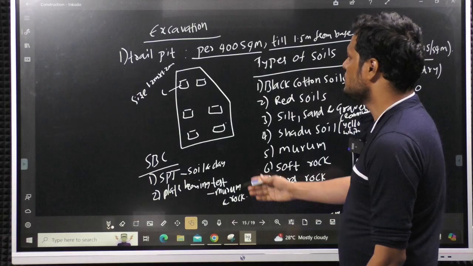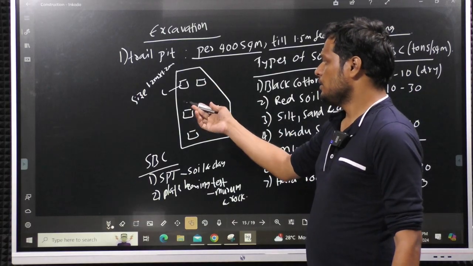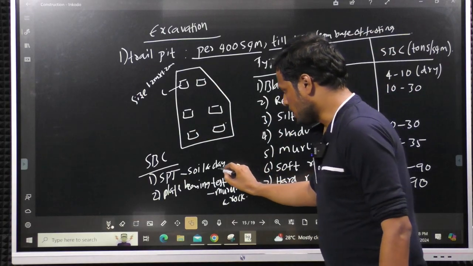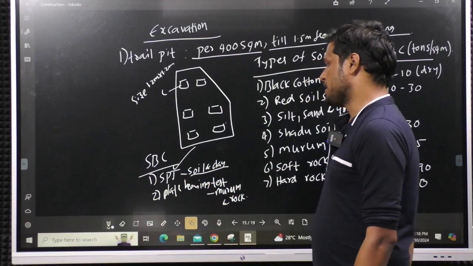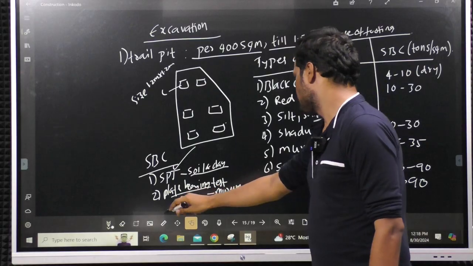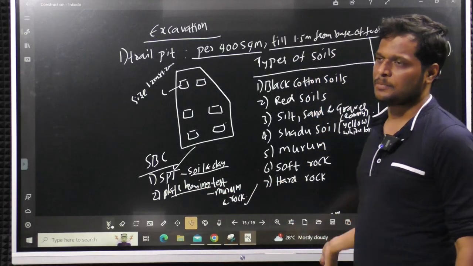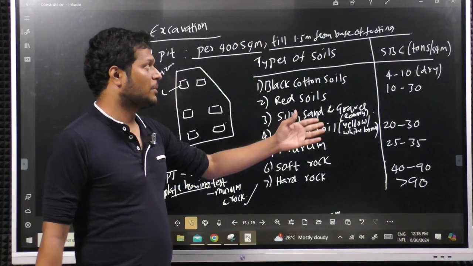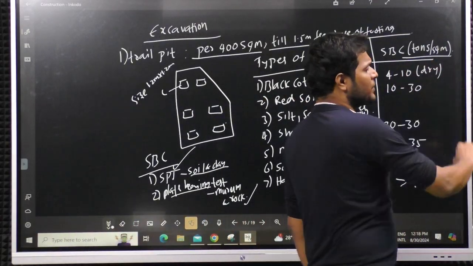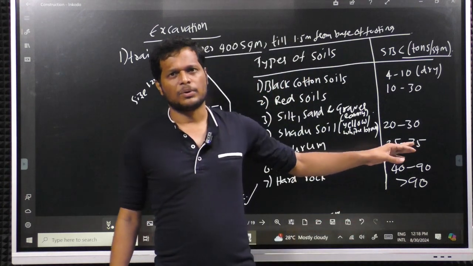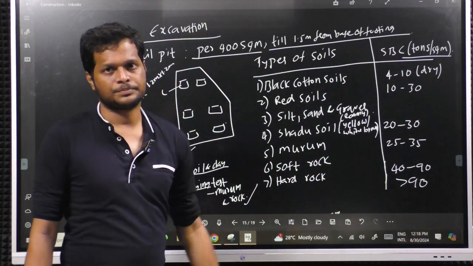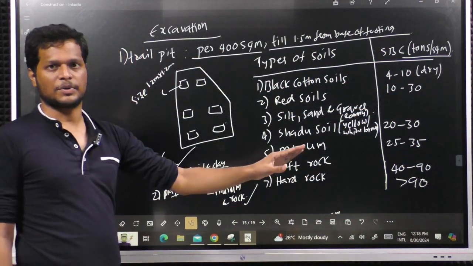Several trial pits will be made, and for soil and clay they will do the standard penetration test. For murram and rock, generally the plate bearing test takes place. These are different types of soils and approximate bearing capacity in tons per square meter. In kilonewton per square meter, if you want, we can multiply these values by 10. Just an approximate value for an idea.